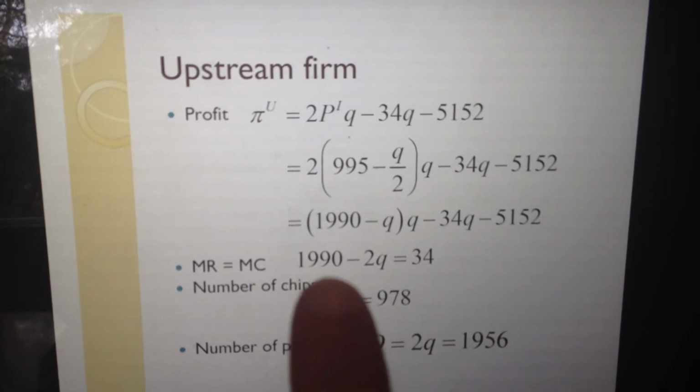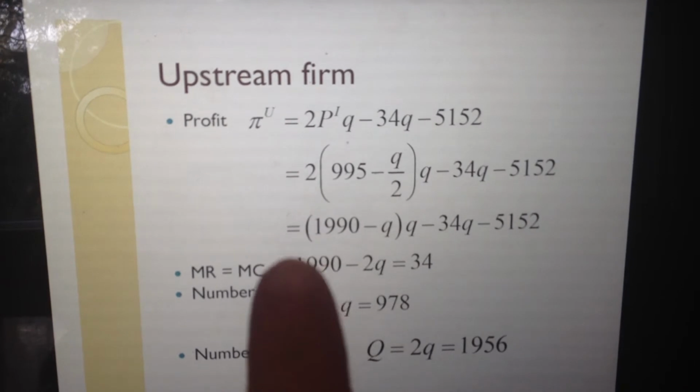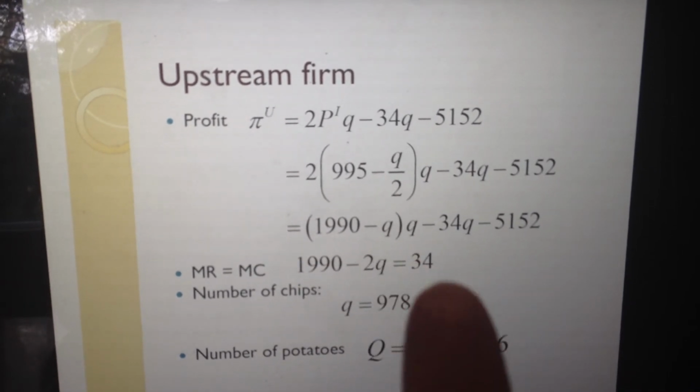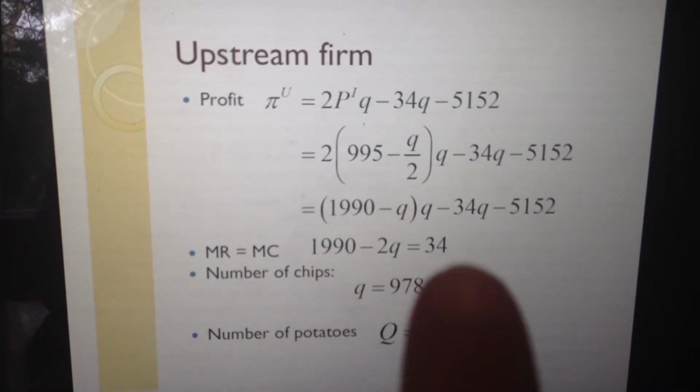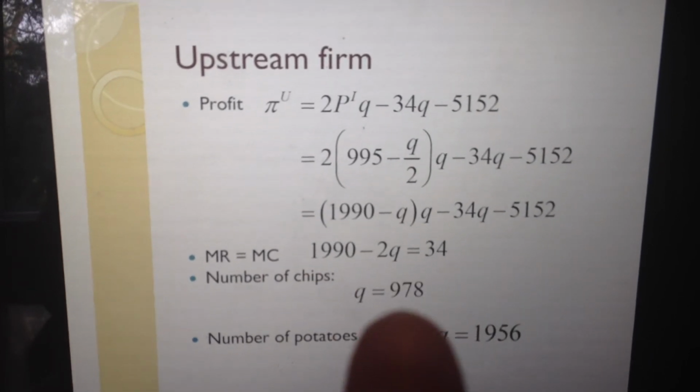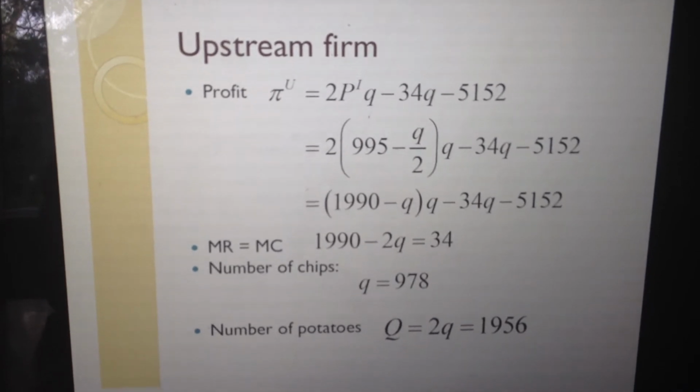Marginal revenue equals marginal cost. This is the derivative of marginal revenue right here. That's the derivative of cost, 34. So then you solve for Q, 1990 minus 34 divided by 2 is equal to 978. That's how many chips get produced.